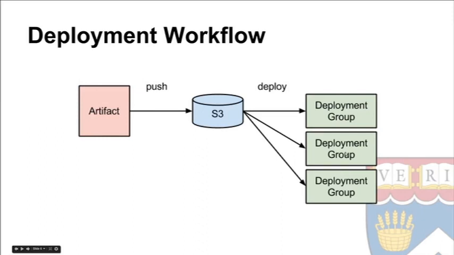So that's how it works. It's a 2-stage approach, if you will. You build your artifact, you push it up to some place that Code Deploy can get it, which is usually S3. Code Deploy also supports GitHub if you want to put it in GitHub. And then you push it out into various deployment groups inside of the application that you defined with Code Deploy.